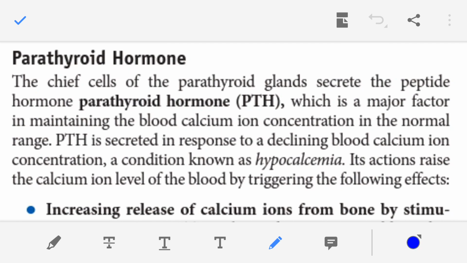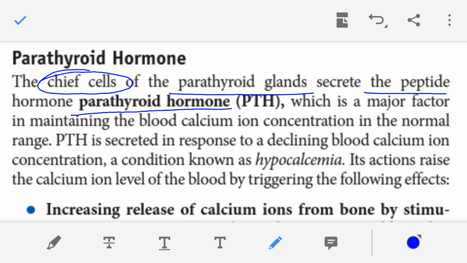I welcome you to the presentation lecture on parathyroid hormone. Now, the chief cell, also known as principal cell of parathyroid gland, secretes the peptide hormone, and this peptide hormone is parathyroid hormone, in short PTH. That means PTH is a protein hormone. And this hormone is the major factor in maintaining the blood calcium ion concentration in our body.